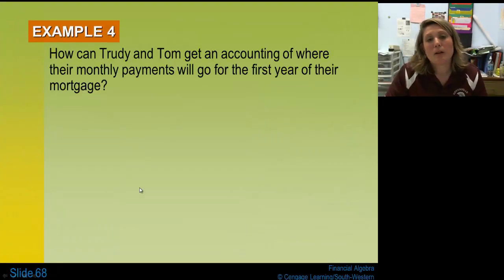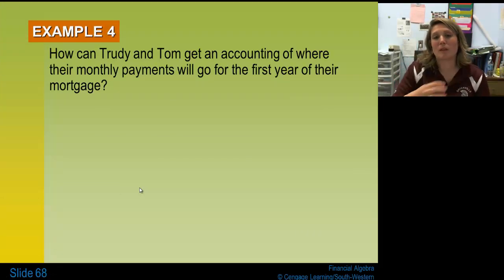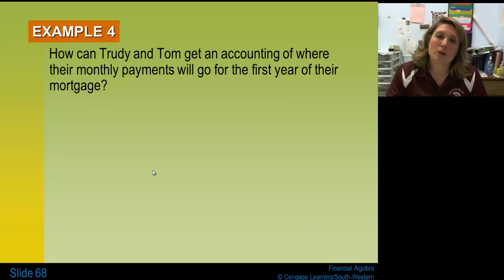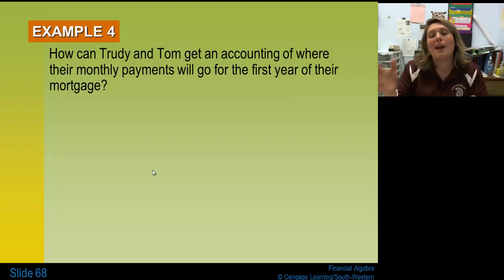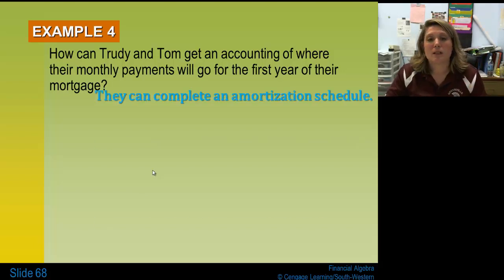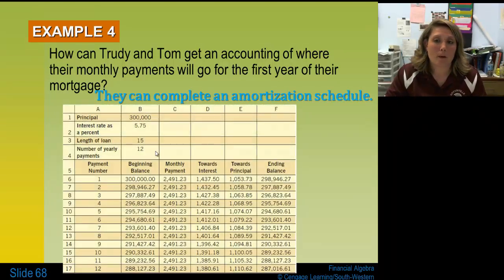For example 4, how can Trudy and Tom get an accounting of where their monthly payments will go for the first year of their mortgage? So how will they know what's going to principal, and how will they know what's going to interest? We talked about this in the key terms. They need to complete an amortization table or an amortization schedule. This is what one would look like.